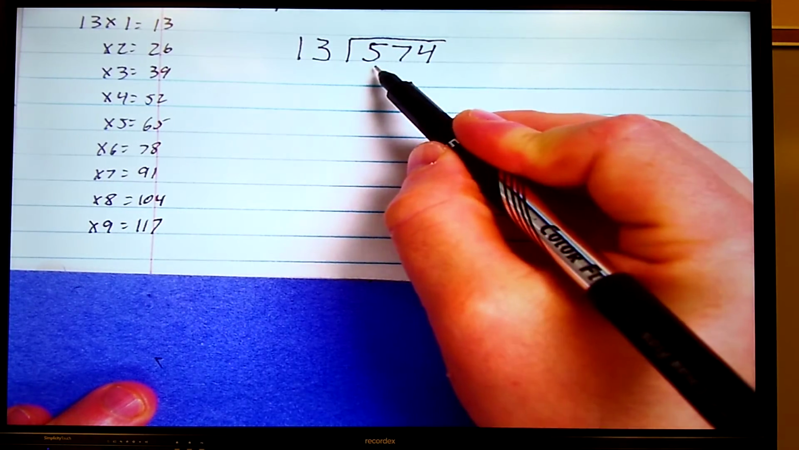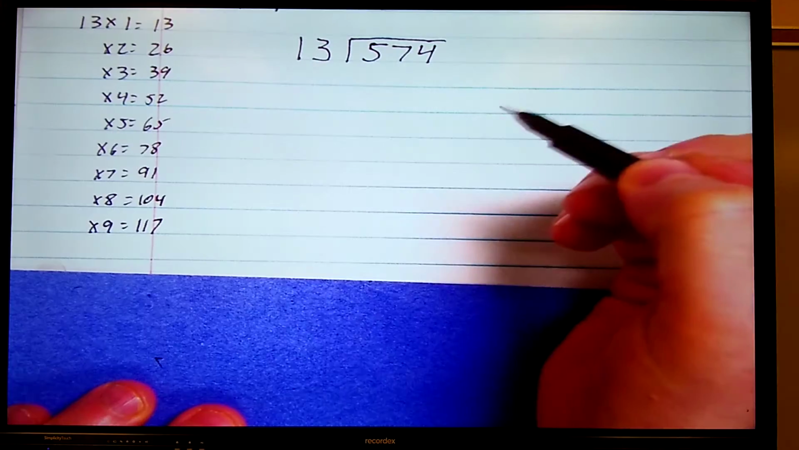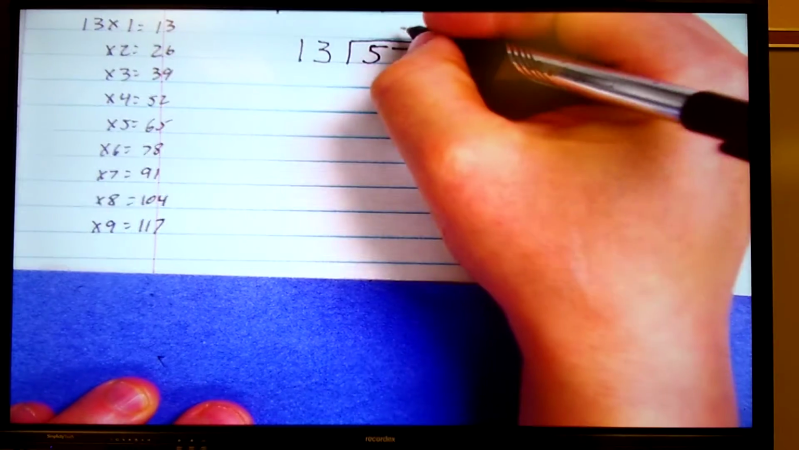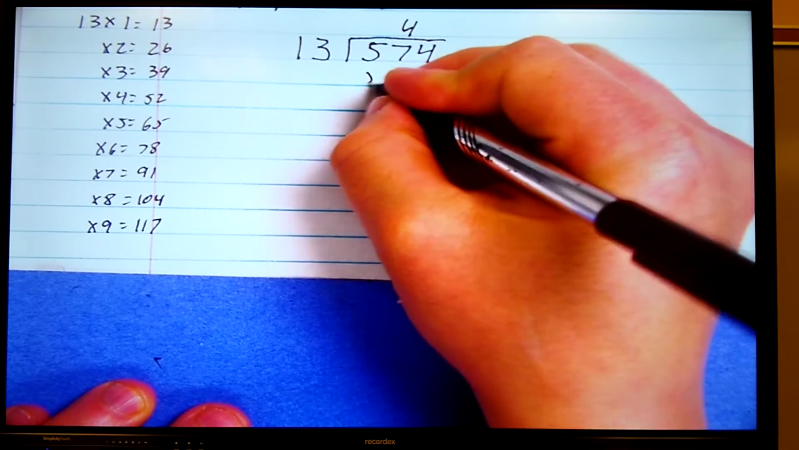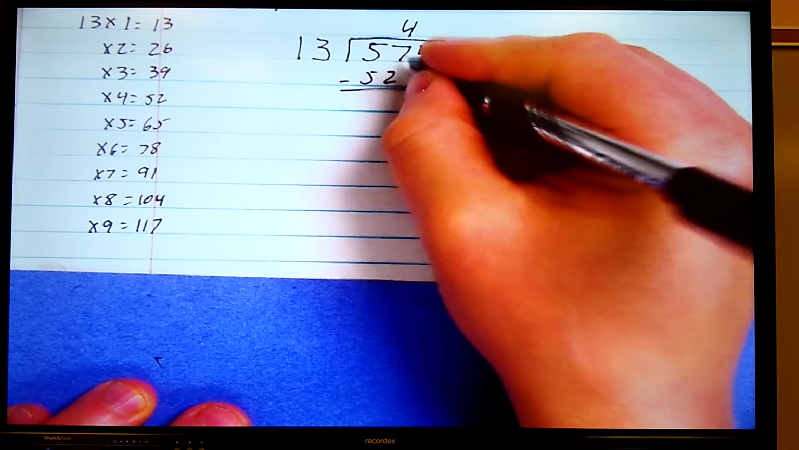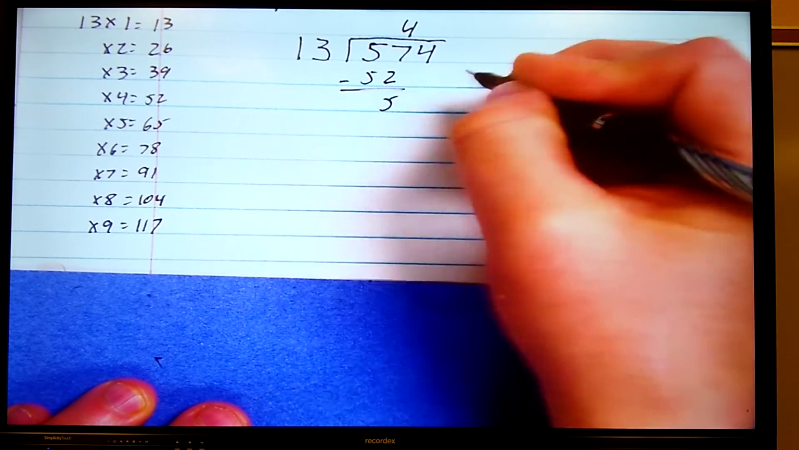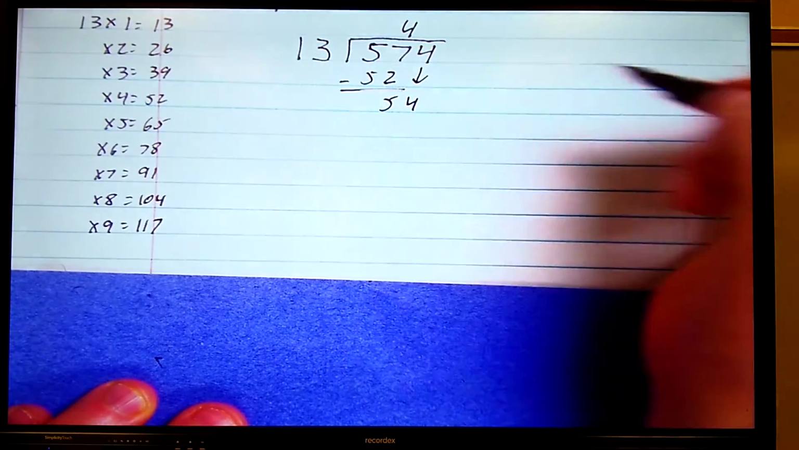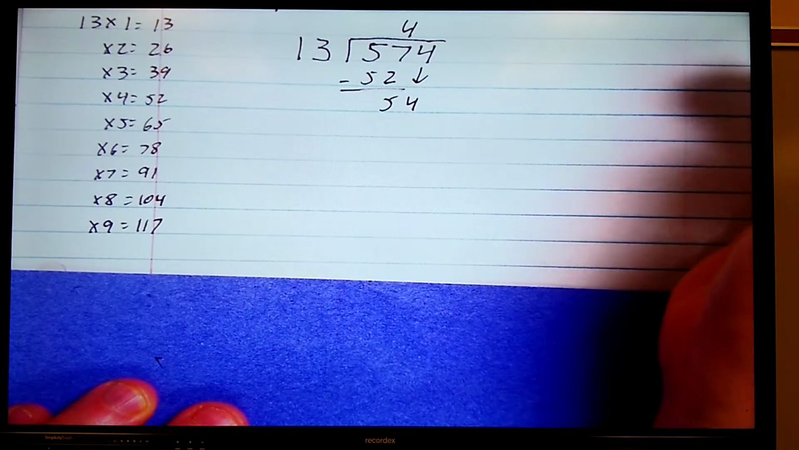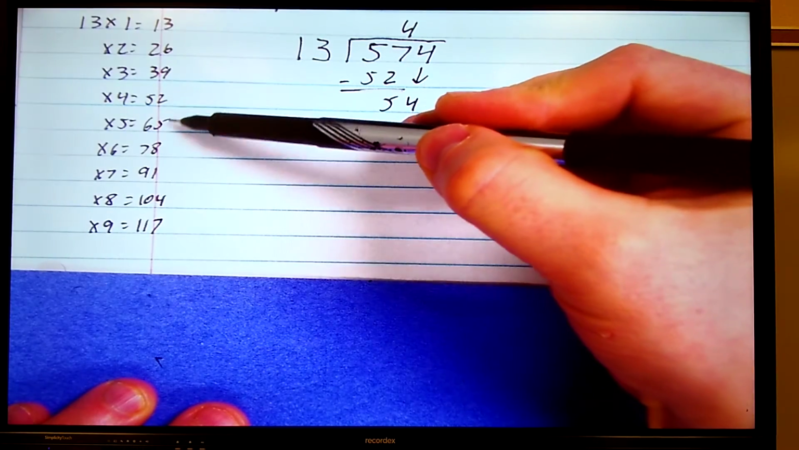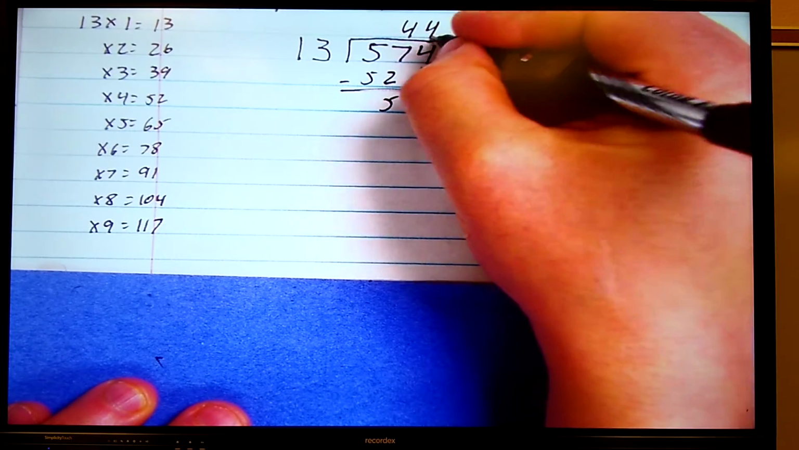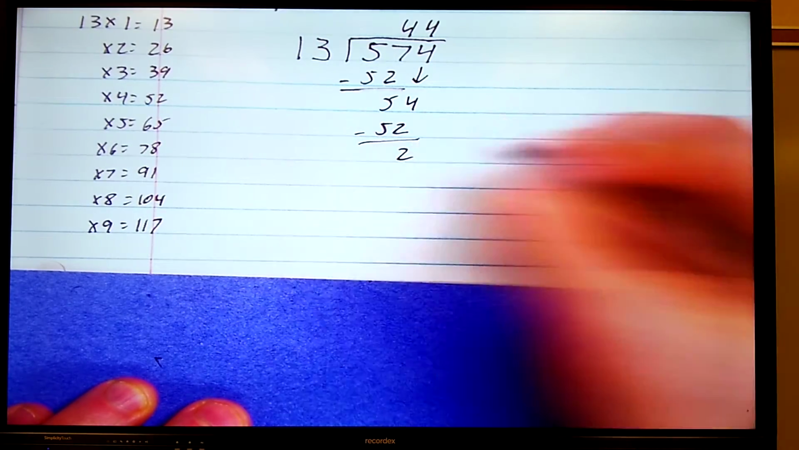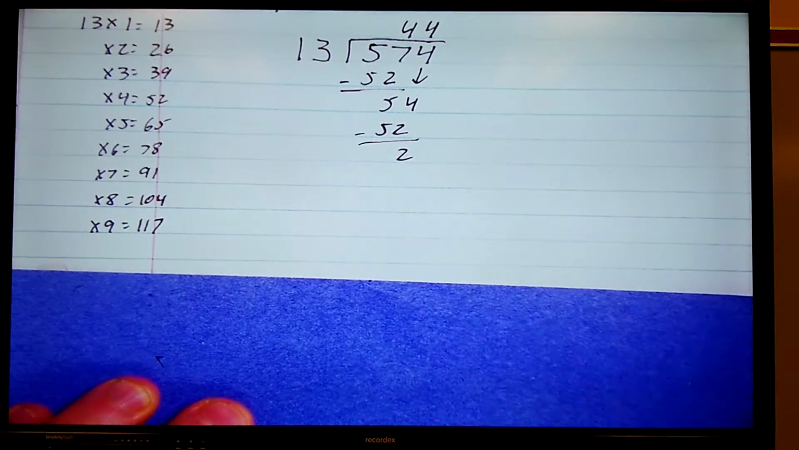All right, can 13 go into 5? No. Can 13 go into 57? Yes. How many times? 4 times. 4 times 13 is 52. 57 minus 52, or 7 minus 2 is 5. 5 minus 5 is 0. Bring down the 4. Can 13 go into 54? Yes, they can. How many times? 4 again. 4 times 13 is 52. 54 minus 52 is 2. I am finished because I have nothing left to bring down.